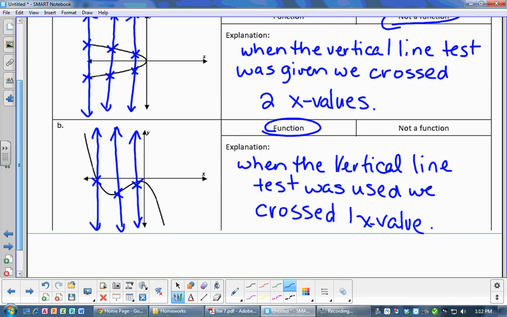Please do this for C as well. Let me know whether it is or is not a function when utilizing the vertical line test.